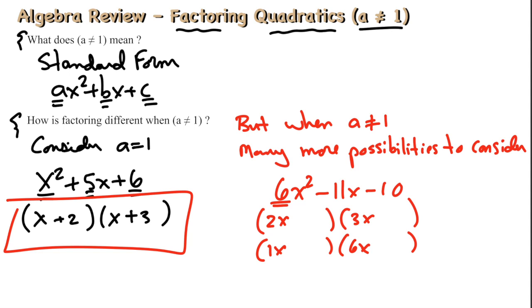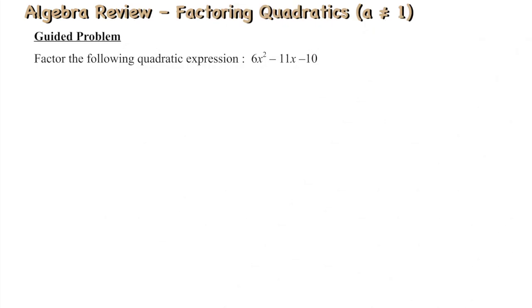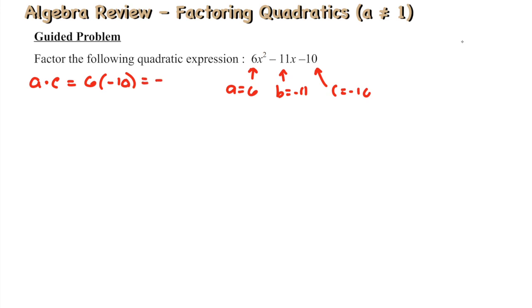So we have an algorithm we use. We are going to reverse the distributive property so we can do this without guessing. So here's the problem that we wrote on the previous slide, 6x squared minus 11x minus 10. We start by acknowledging our a, b, and c values. And the way this starts is we look at a times c, which is 6 times negative 10, which is equal to negative 60.